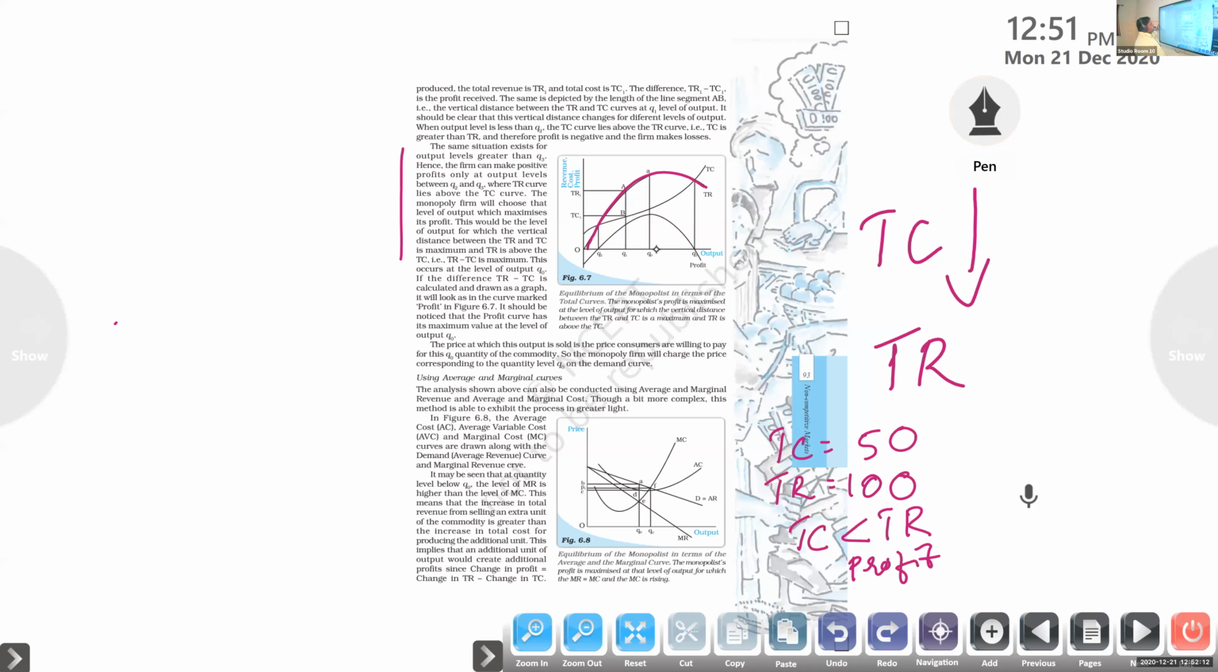Reading one more time. Where the TR curve lies above the TC curve, the monopoly firm will choose that level of output which maximizes its profit. This would be the level of output for which the vertical distance between the TR and TC is the maximum, where it is at Q0 quantity. This is the maximum distance between TC and TR, the maximum profit. So a firm will choose the quantity to be produced and sold in the market because they can make the maximum profit. Clear?